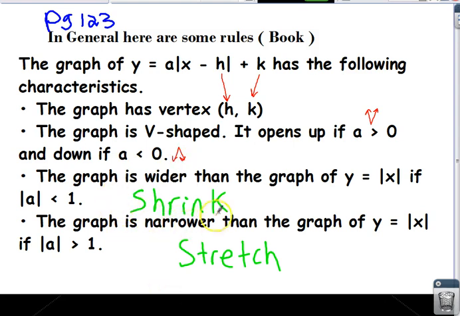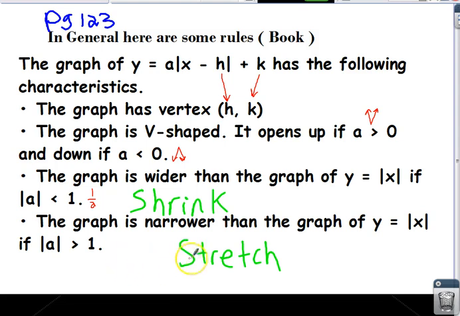The graph is wider than the graph of y equals absolute value of x if the absolute value of a is less than 1. It's called a shrink. Meaning, if you have a fraction in front here, think of our slope that we used to have. Our slope of our line would be less steep. It would be shrunk down towards the x-axis.